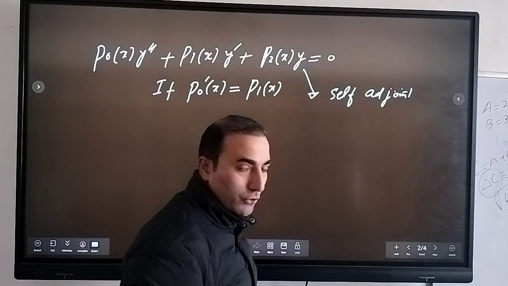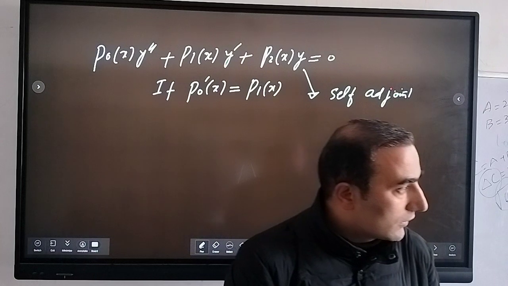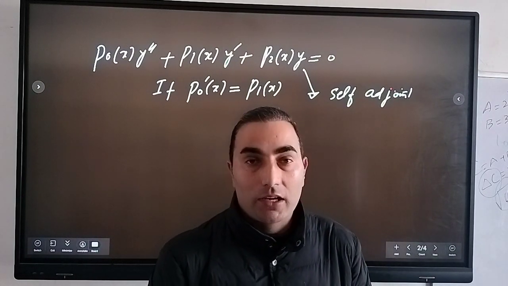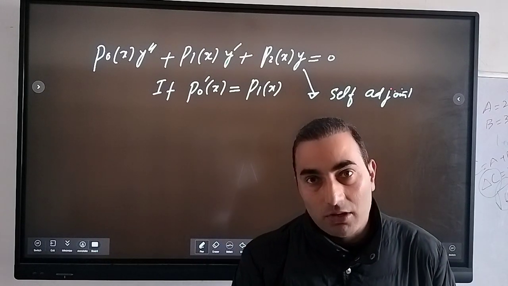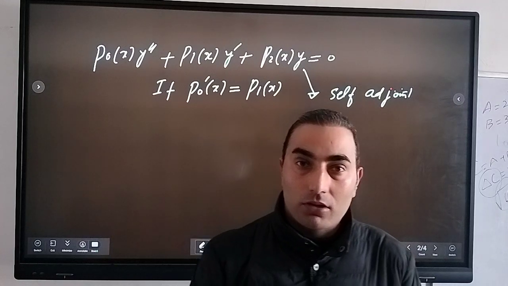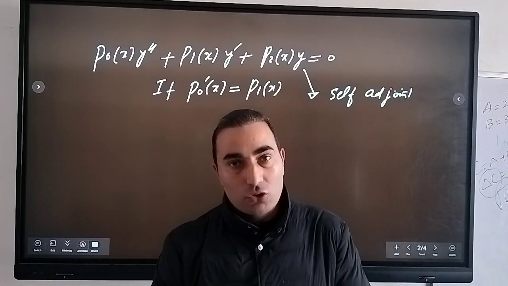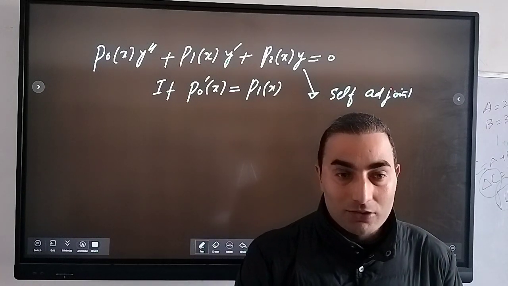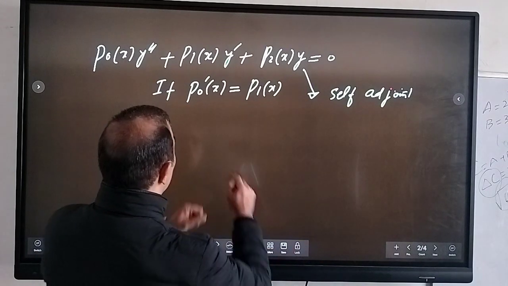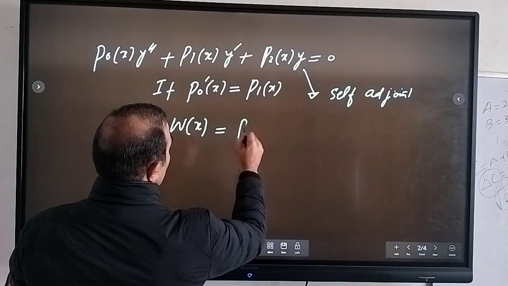self-adjoint. Like in quantum mechanics, if you take the Dagger of some operator A and it equals A, we can say it is self-adjoint. In mathematics, when we talk about differential operators, we can also prove whether it is self-adjoint or not, and if it is not, we need to multiply it by some factor. That factor is w of x, equal to p0 inverse.